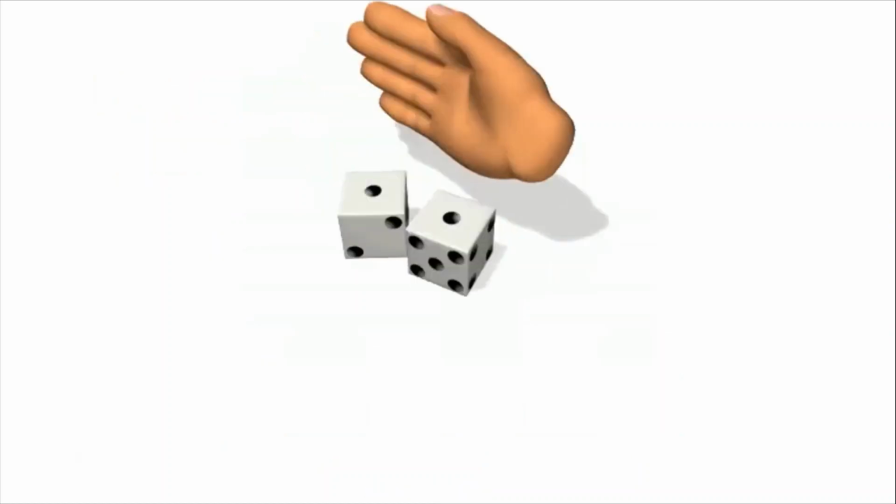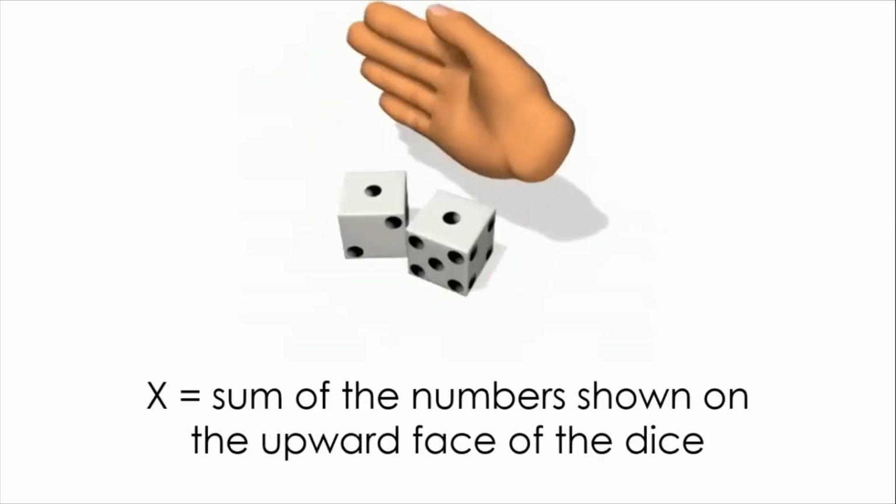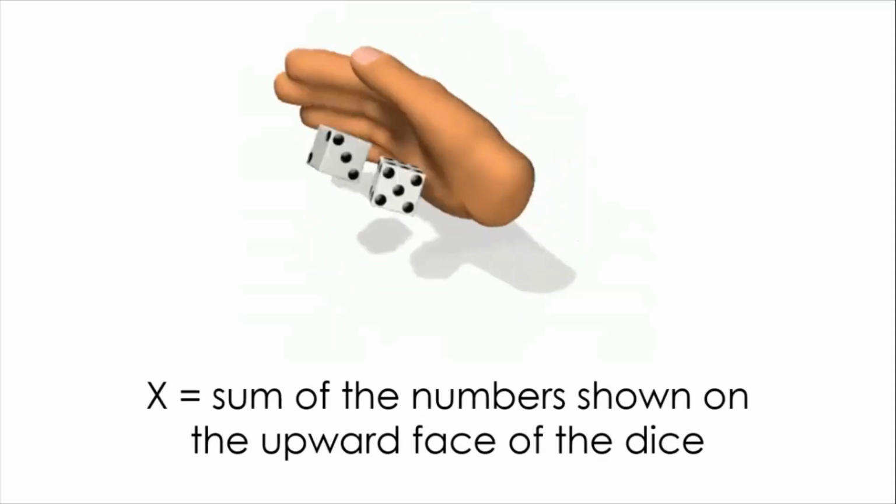Our next example is to find the probability distribution of the sum of the numbers that show up when a pair of dice is tossed. For the sample space, here are all the outcomes. We have (1,1), (1,2), (2,1), (1,3), (2,2), (3,1), and so on. The total number of outcomes for this example is 36.